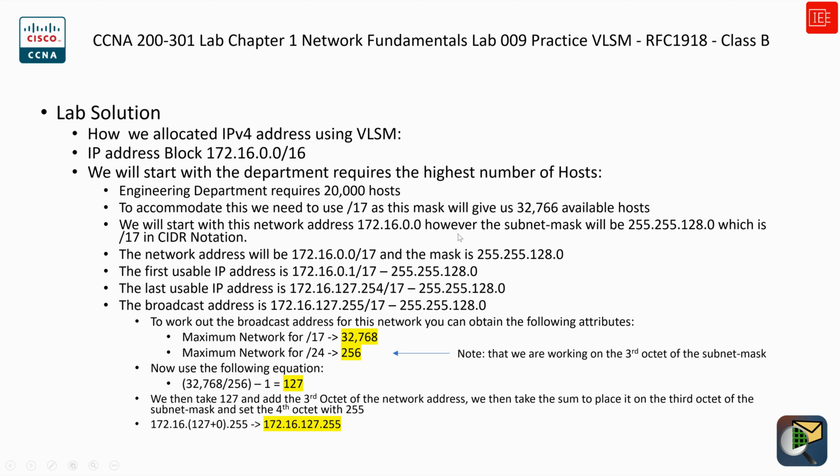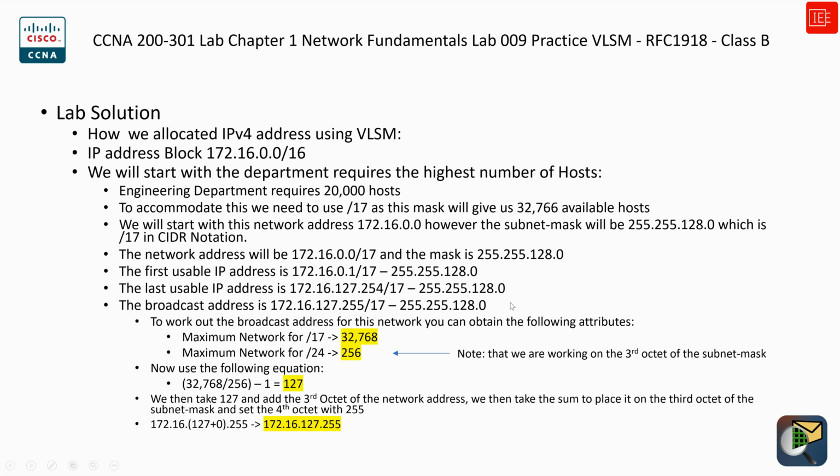We will start our network address with 172.16.0.0. However, the subnet mask is going to change and it will be 255.255.128.0. If we were then to take that IP address and then do the subnet for it, so the network address will be 172.16.0.0/17, and the mask is going to be 255.255.128.0. The first usable IP address will be 172.16.0.1. The last usable IP address is 172.16.127.254/17, and the broadcast address is 172.16.127.255.